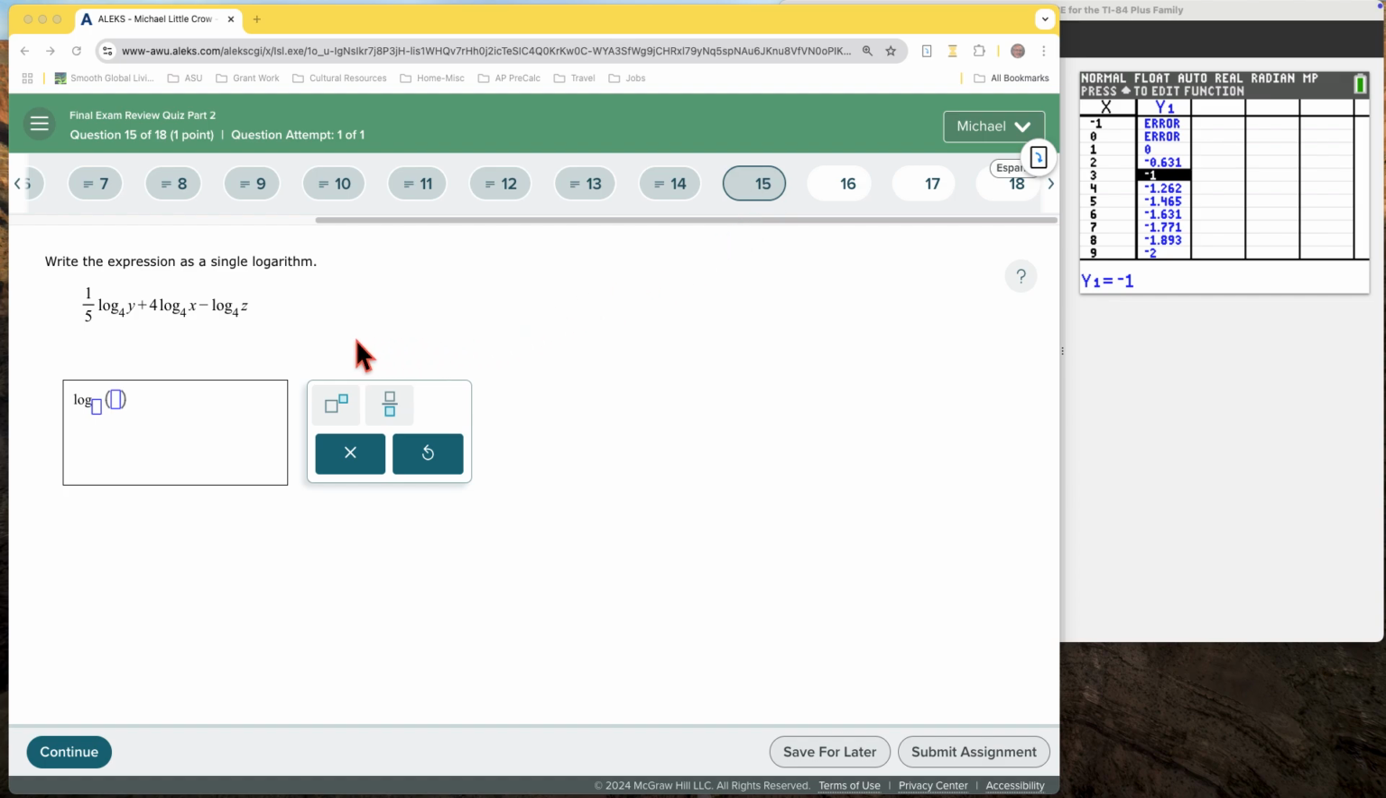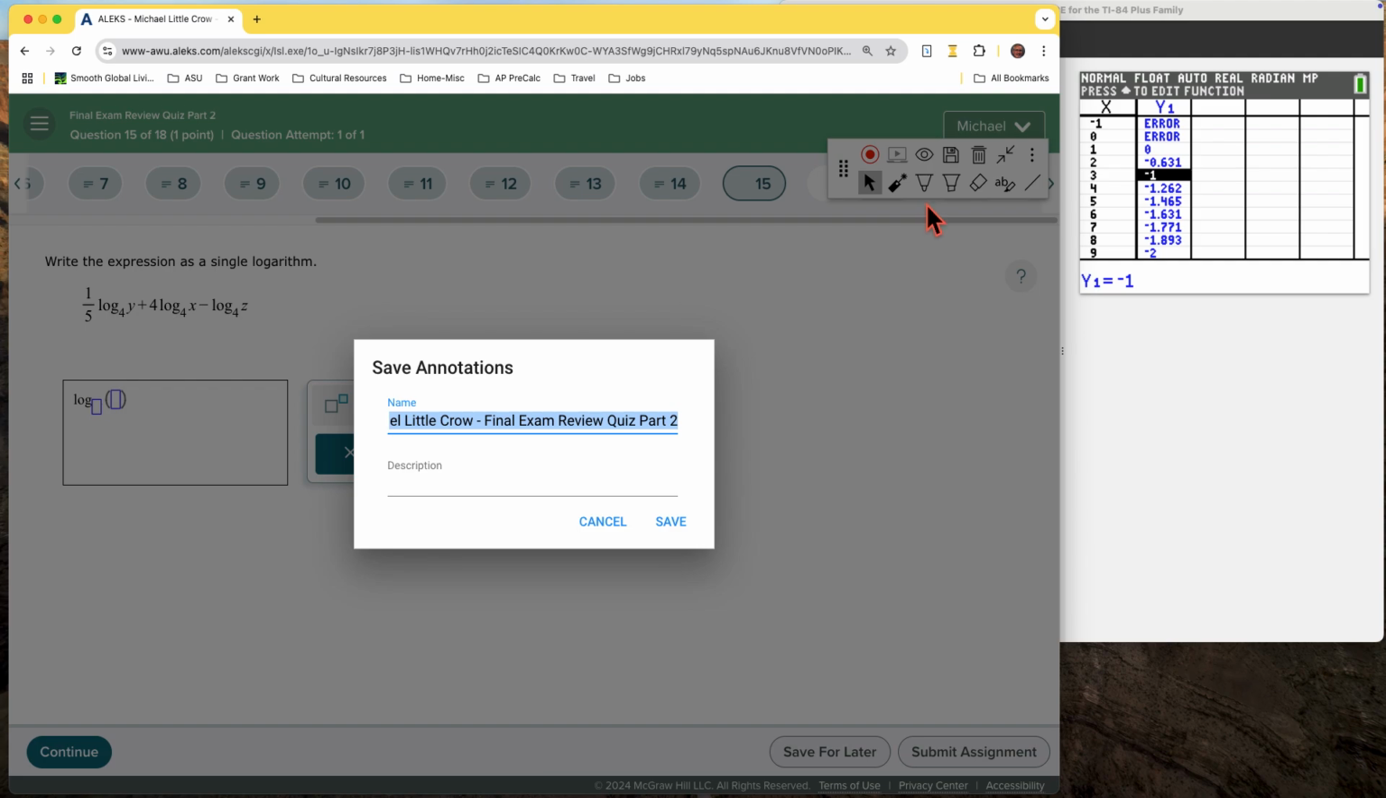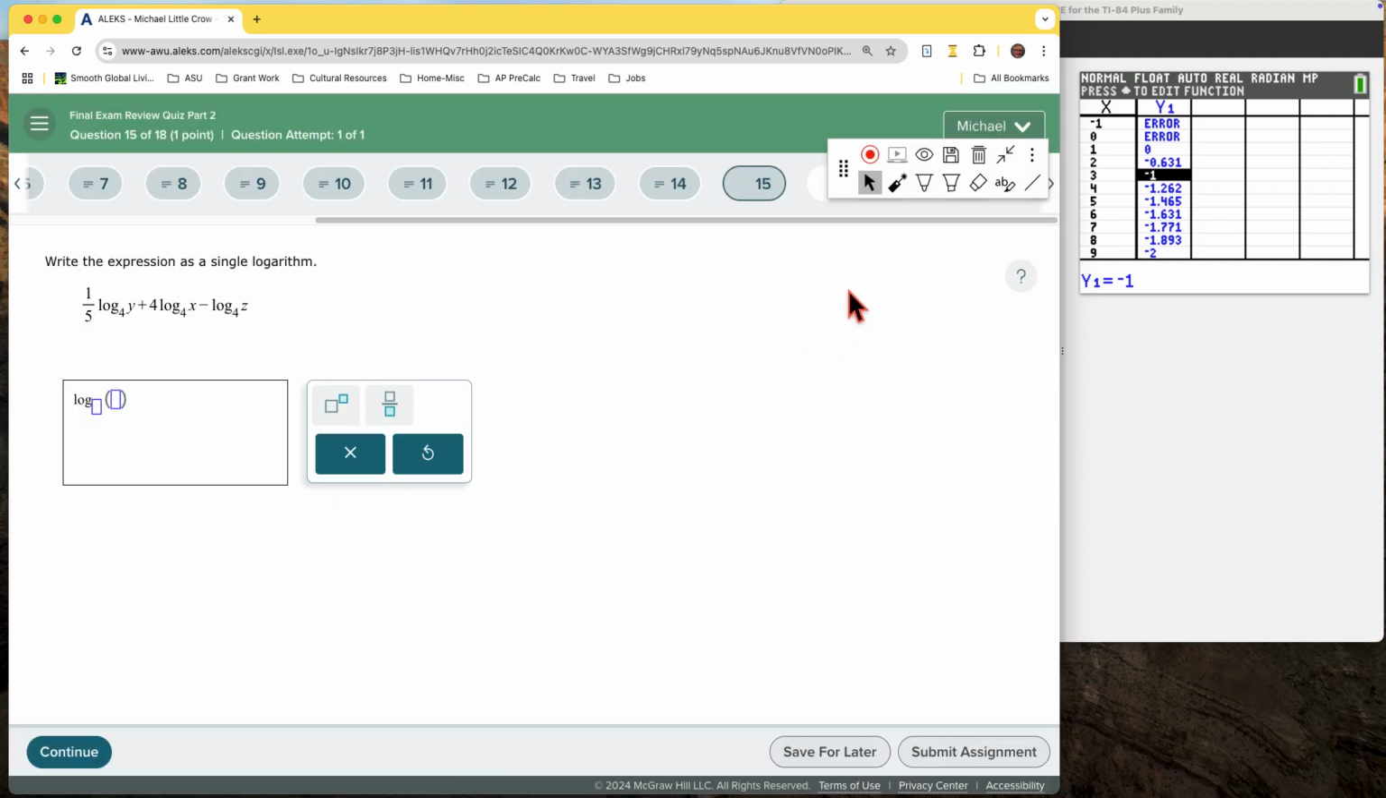Here, we're being asked to write this logarithm as a single logarithm. So you can see your answer is going to be one logarithm. What you might want to do at the beginning is notice it's all base 4, so that's not going to change. So we can go ahead and enter that at this point.